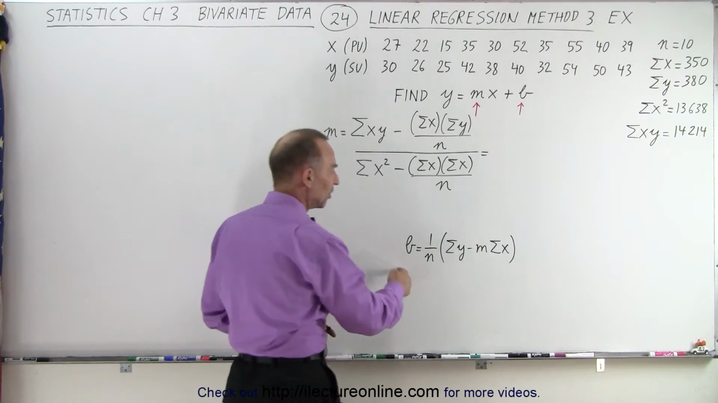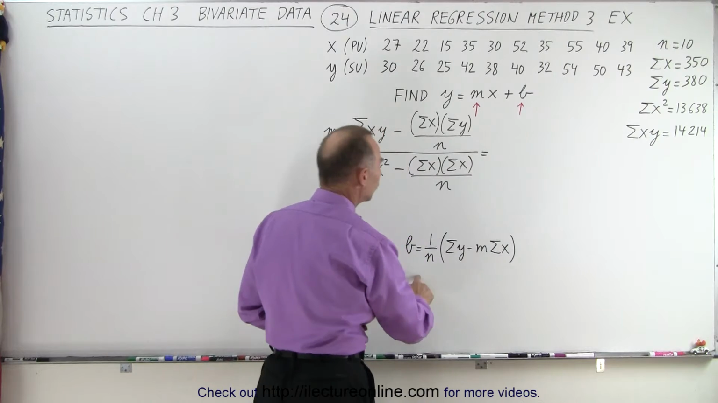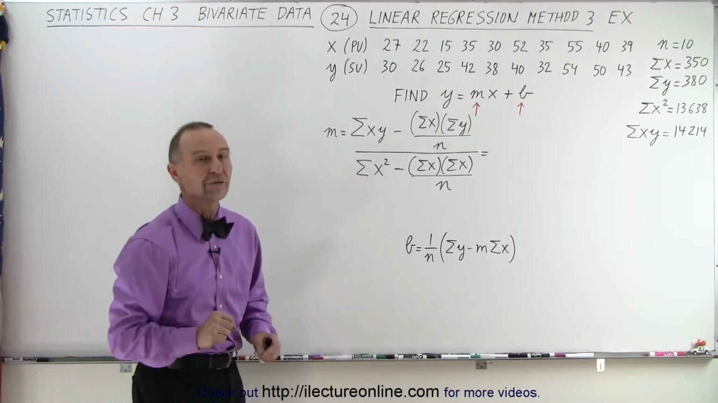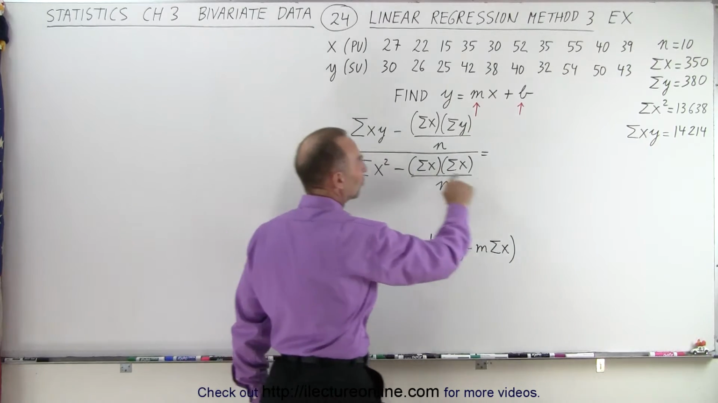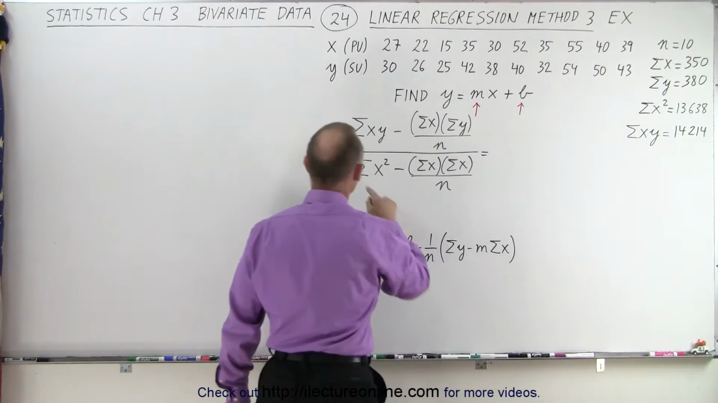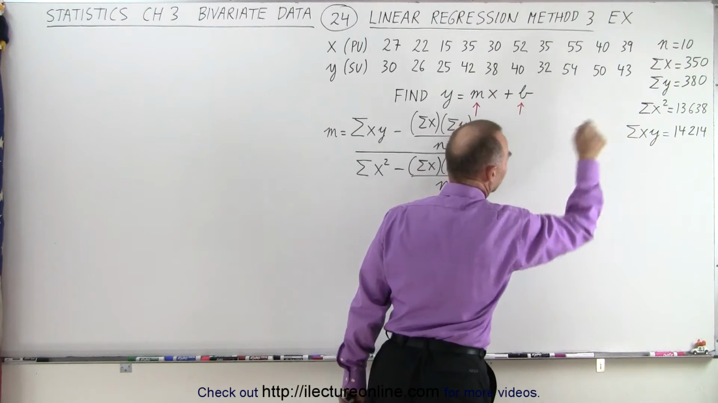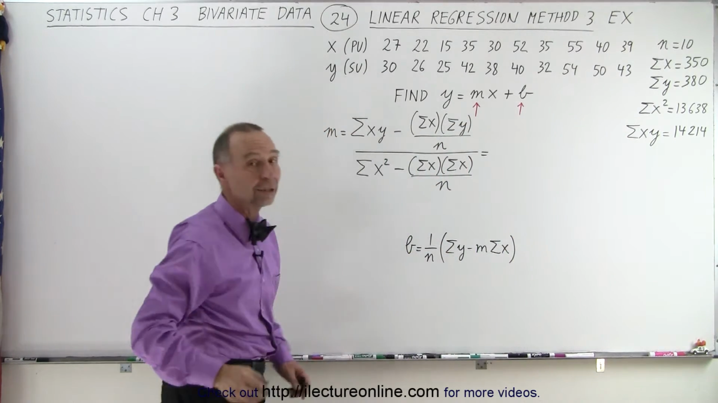The way we find the intercept is the very same way as we do in method 2, but we have a different equation for the slope. So now we need the sum of all the x times y's, which we pre-calculated here, and the sum of all x squareds, which we pre-calculated there. Now all we have to do is plug in those numbers.